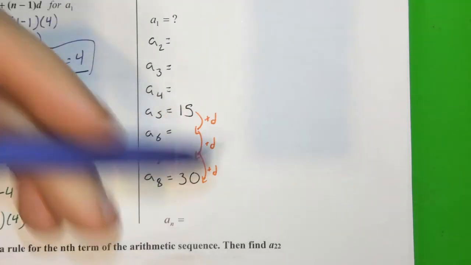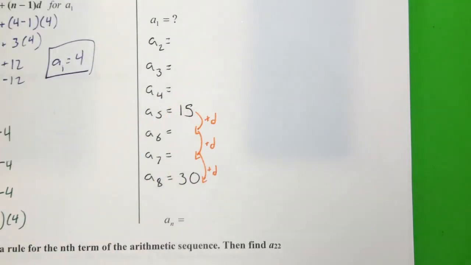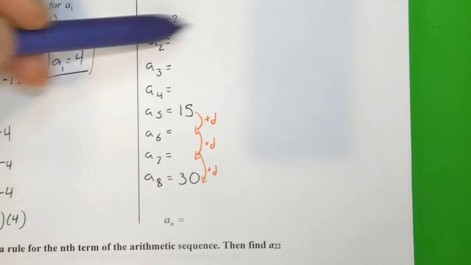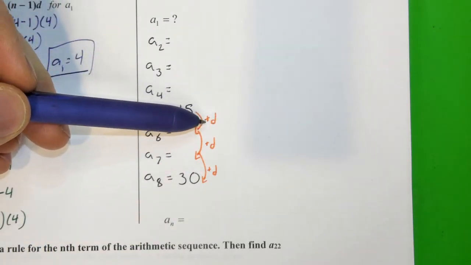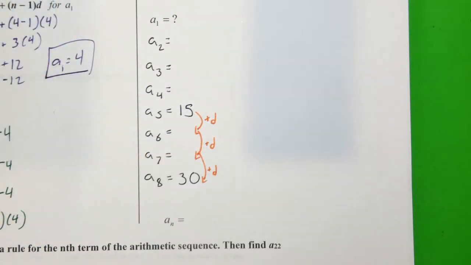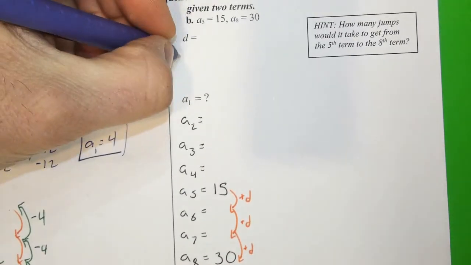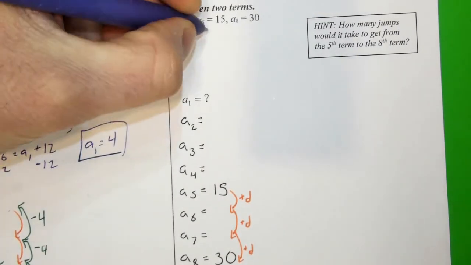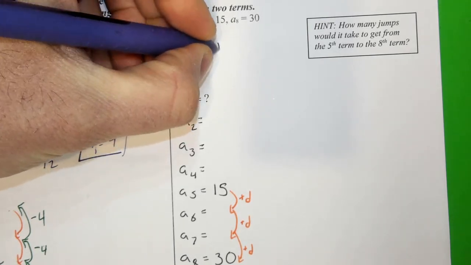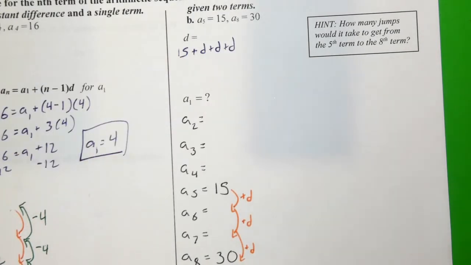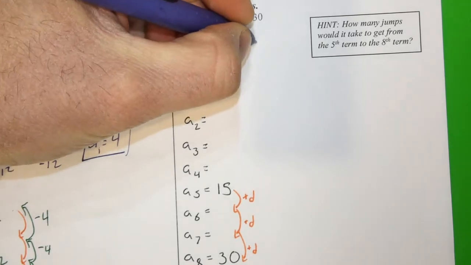If you're going to be doing this, how many differences do you need to add? And when you draw out the list, you can see it. I need to add 1, 2, 3 differences. So let's talk about that and write our formula down at the same time. If I start with 15 and I add 3 differences to it, I will end up at 30.